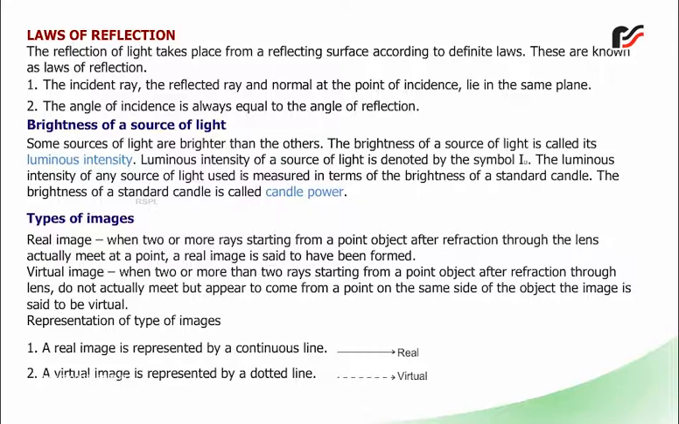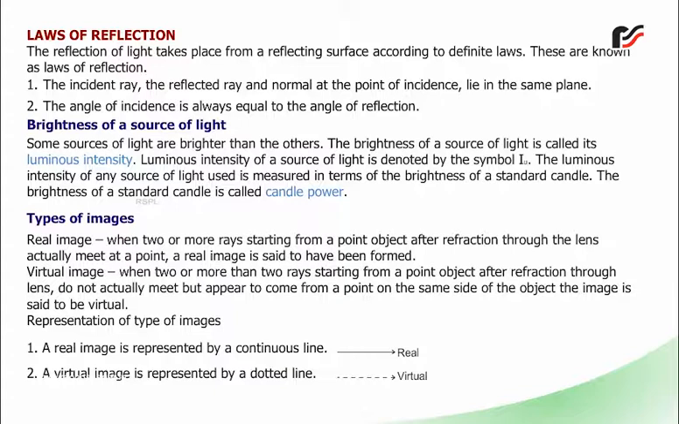Types of images. Real image. When two or more rays starting from a point object after refraction through the lens actually meet at a point, a real image is said to have been formed. Virtual image. When two or more rays starting from a point object after refraction through a lens do not actually meet but appear to come from a point on the same side of the object, the image is said to be virtual.